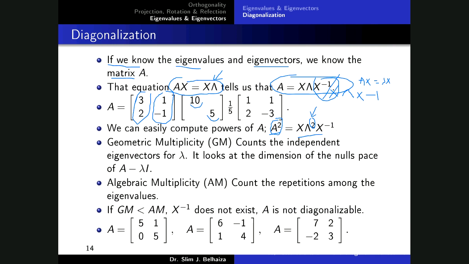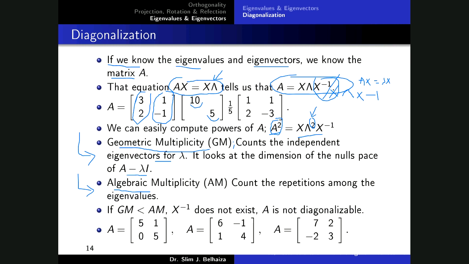Well, there are two things that signal the existence of x inverse or not. We talked first of all about geometric multiplicity. The geometric multiplicity counts the number of independent eigenvectors. Basically, it looks at the dimension of the null space of A minus lambda I. And there is a corresponding algebraic multiplicity, which counts the repetitions among the eigenvalues.